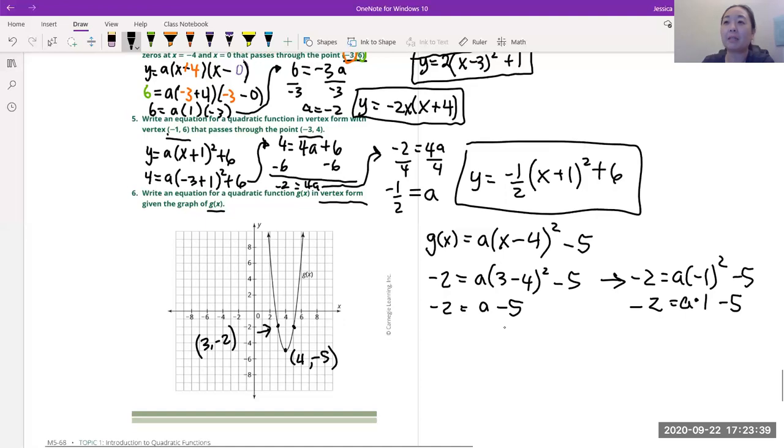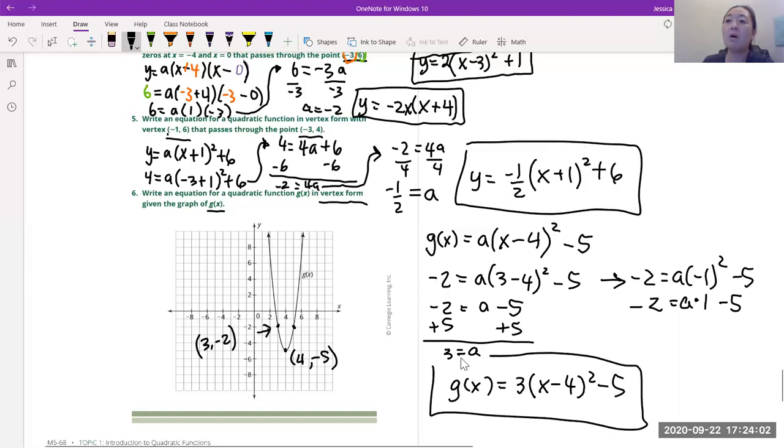Okay, anyways, going back to this, now we're going to add 5 to both sides, because remember, we're trying to get a by itself to figure out what in the world that could be, right? And that has to be 3 is equal to a. Okay, so now we're just going to plug it in. So we're saying g of x is equal to 3 times (x minus 4) squared minus 5.